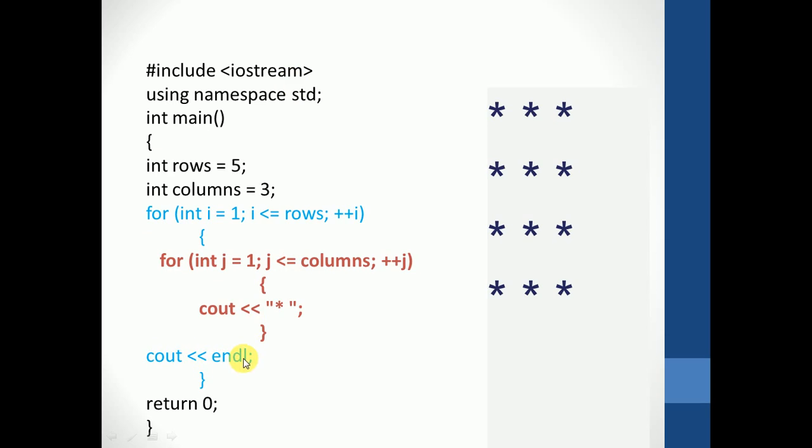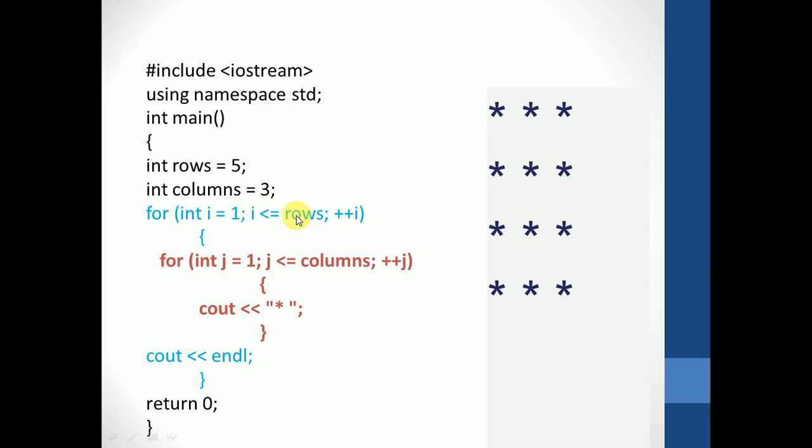What is this statement? This is endl. What does endl mean? It comes to the next line. So after this third star is printed, it comes to the next line. Okay, and now it sees this closing bracket. After it sees this closing bracket, it increments your i. Earlier i was 1. Now your i is incremented and the i value has become 2.